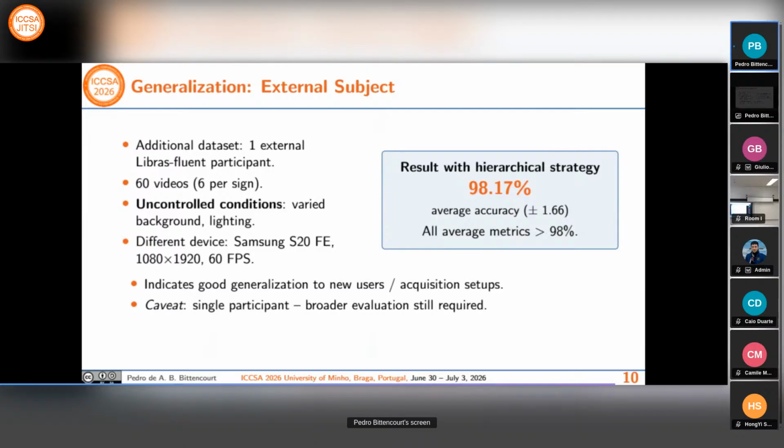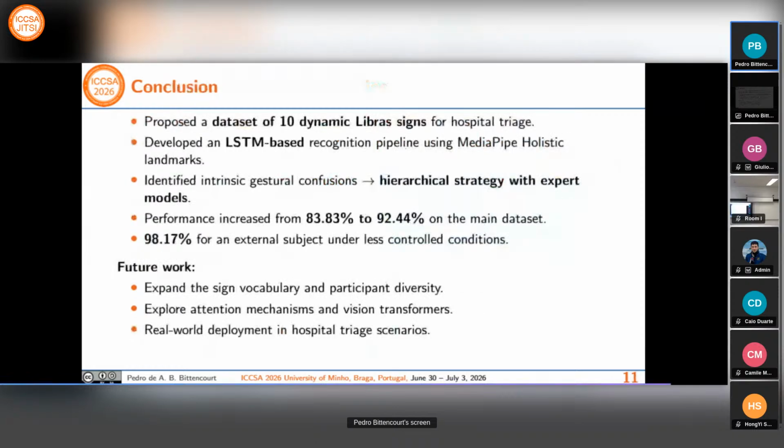This is very encouraging, however, I want to be transparent. This is only one participant, so the reduced variability simplifies the task. A broader evaluation with more participants is still necessary.